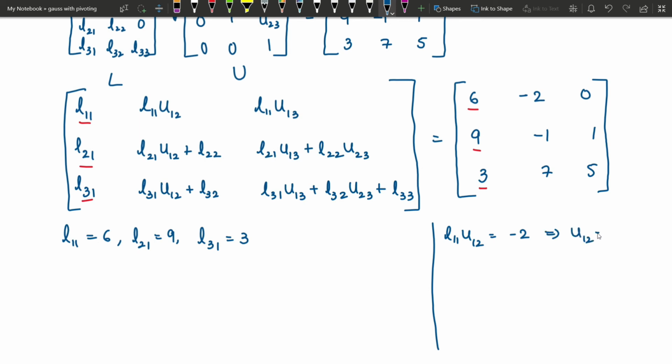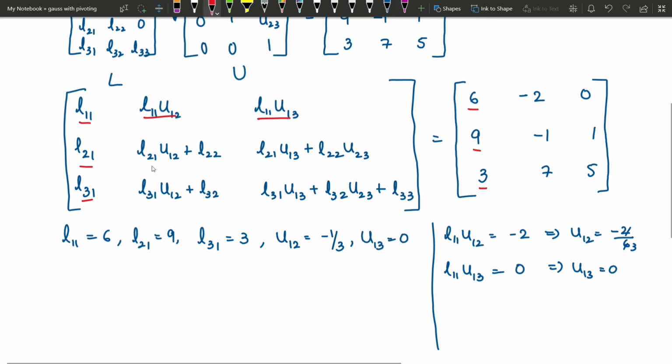So I will take this first equation, which is L11 into U12 equals minus 2. Here I know the value of L11, which is 6. So U12 is going to be minus 2 divided by 6, which is minus 1 by 3. So this is done. Next is L11 U13 equals 0. Since this is 0 and L11 is not 0, U13 must be equal to 0. So U13 is 0. Now we have all these values. Now let's consider this one.